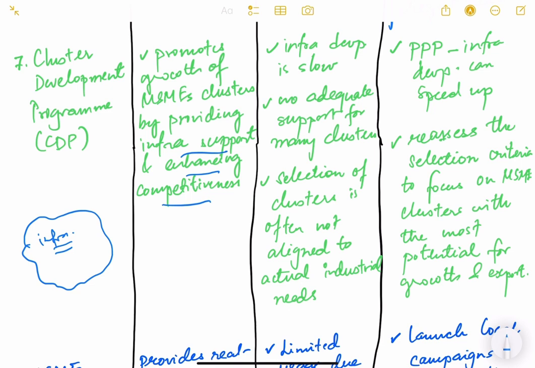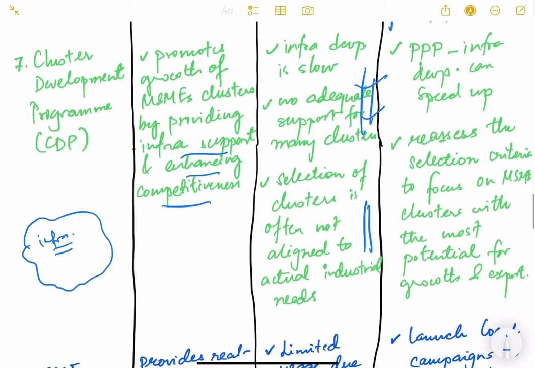Now shortcomings again: the infrastructure development is slow and many clusters do not receive adequate support. Obviously infrastructure development is not something which can happen with a magic wand. It needs time, it needs money, it needs funds. So it is usually a slow process. And selection of clusters is often not aligned with the actual industrial needs. So whenever there is selection of clusters, a lot of the time there is a mismatch or misalignment that happens.